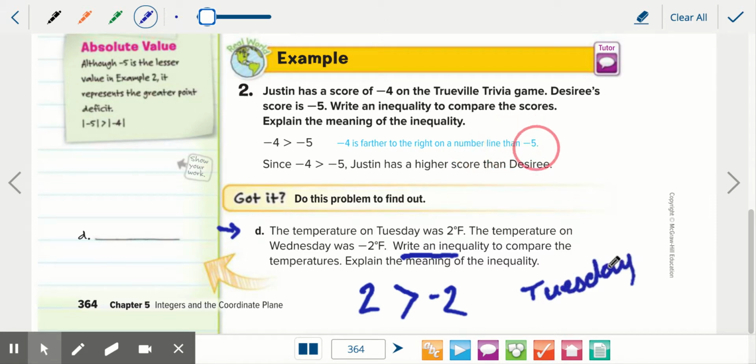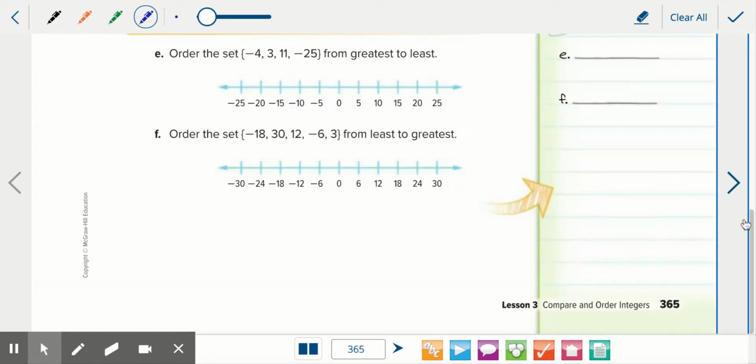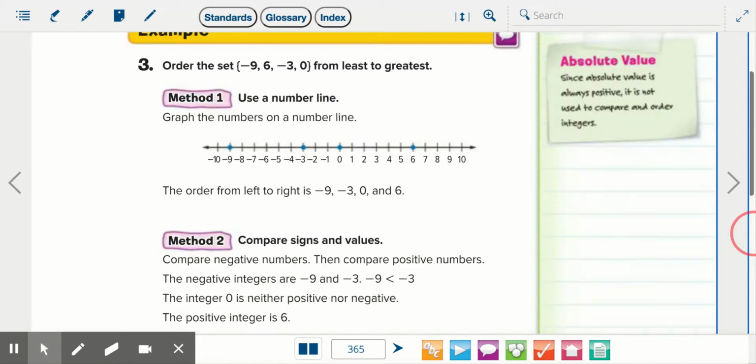Tuesday's temp is higher than Wednesday. And that's all it's asking you to do. When you see in a math problem, explain the meaning, it's just asking you to write a sentence about it. All right, let's look at the next page.